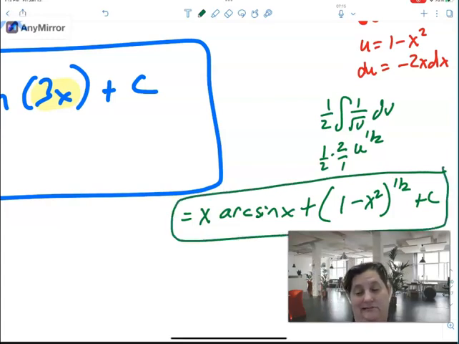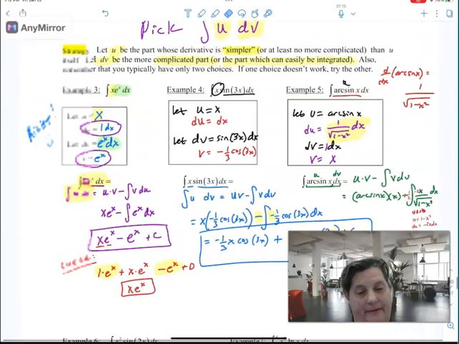Okay? Integration by parts, kind of cool, guys. I don't know, I kind of dig it. You know? I kind of dig it. Alright, let's do a couple more.